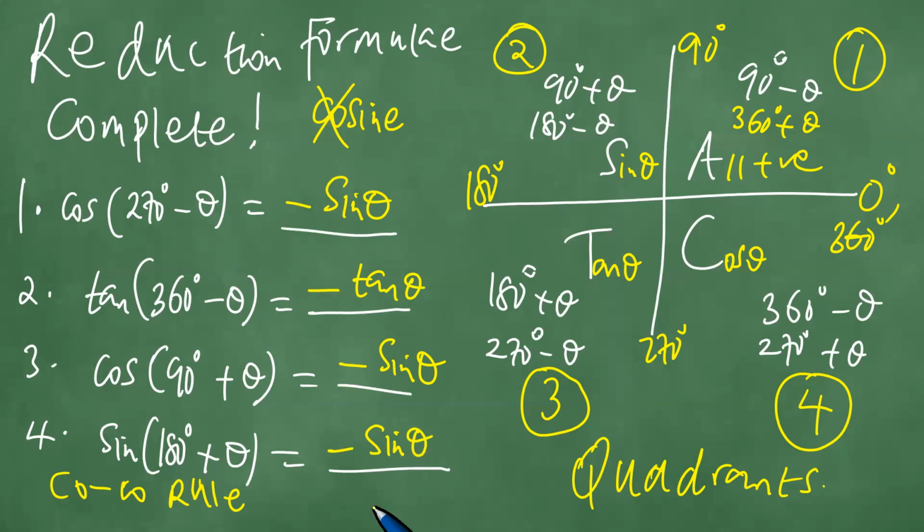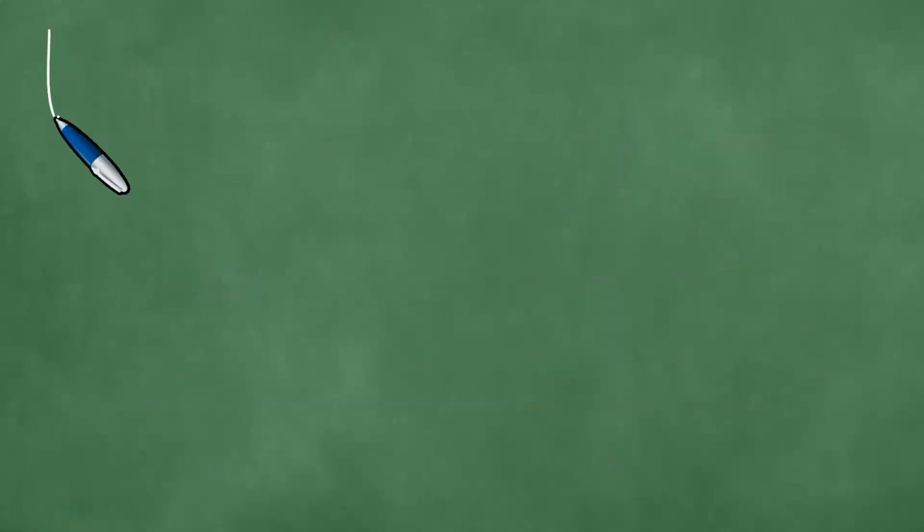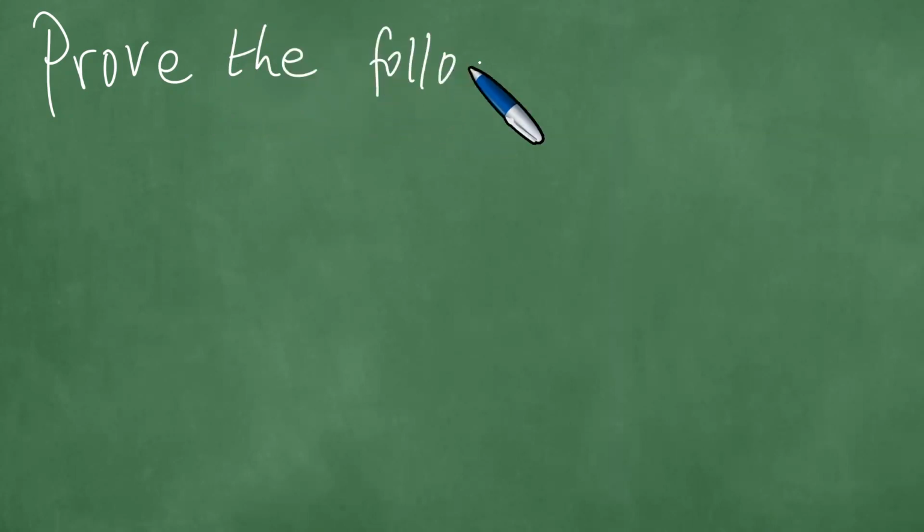Okay, let's continue and look at other things, because we can't just be bored like this. So let us practice and do some simplifications. Let's do a couple of proofs. Prove that. Let's look at some proofs. Let's prove something. Prove the following.